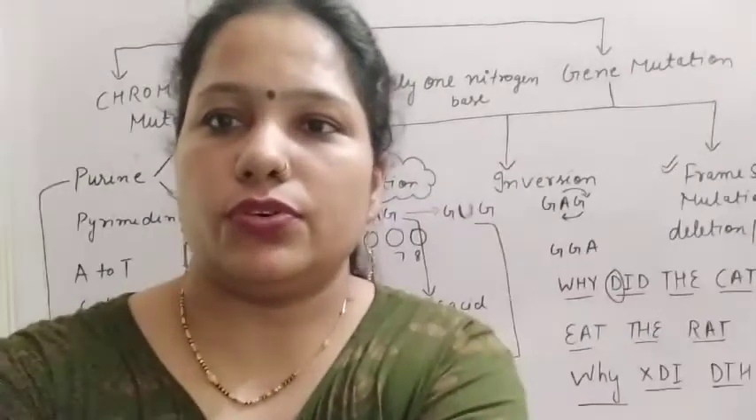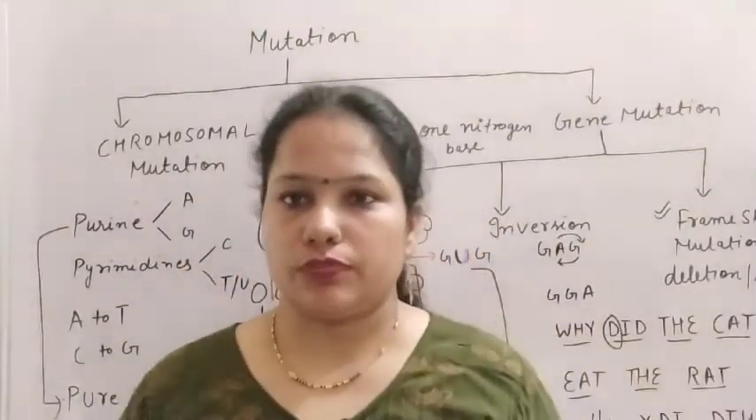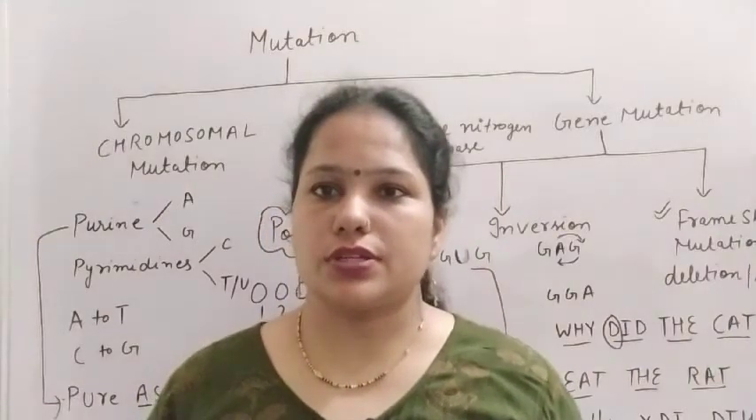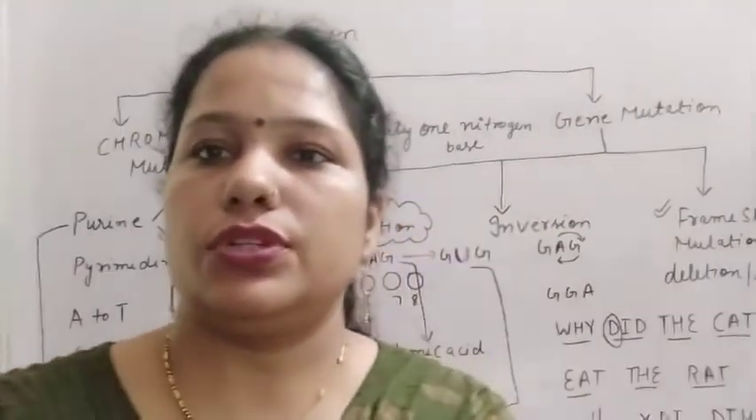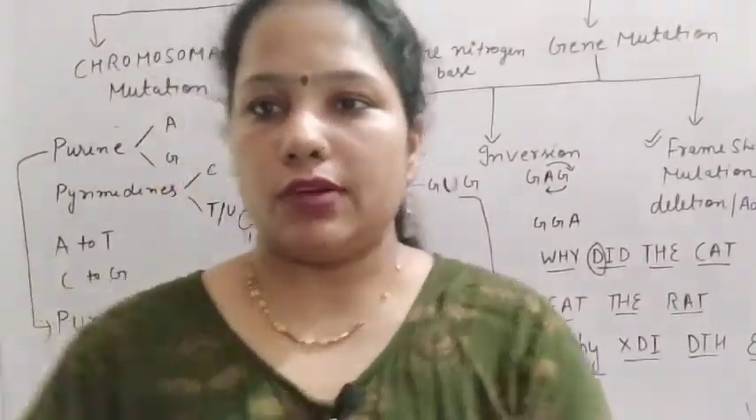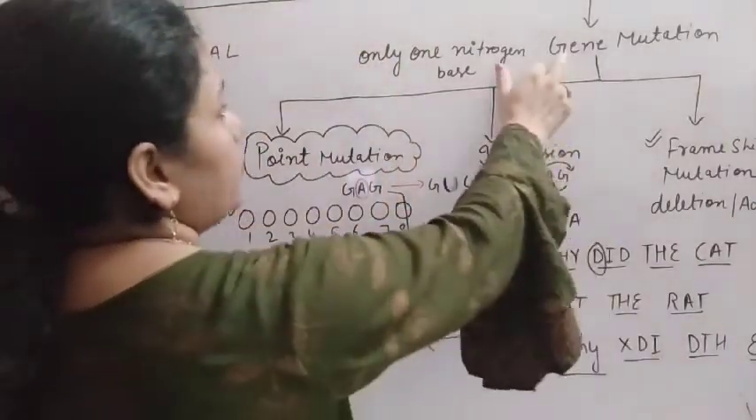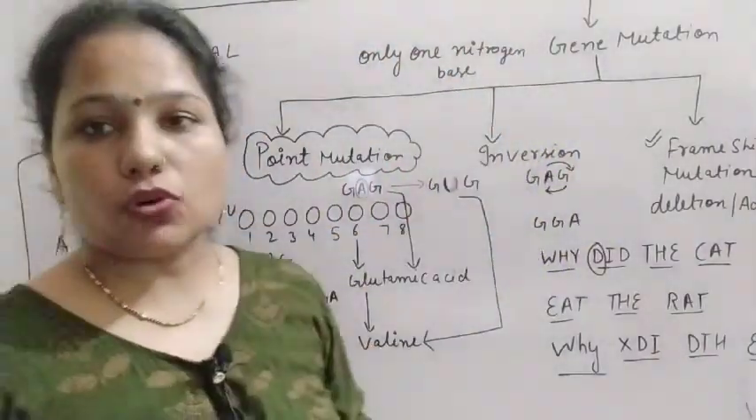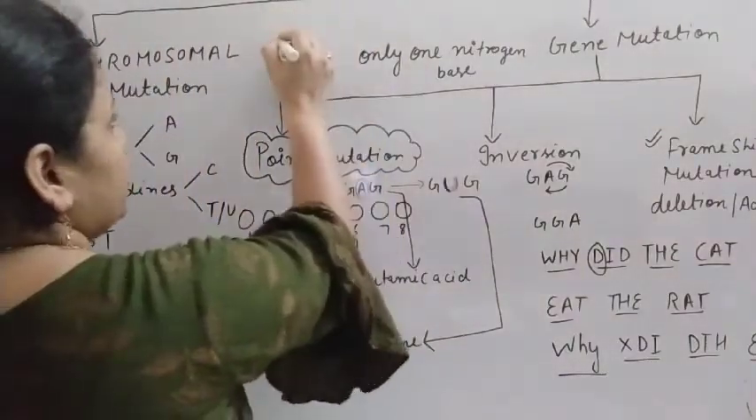In our last video we discussed the topic of chromosomal mutation, and today we have to discuss mutation in the case of genes. So today we will discuss gene mutation. So what is a gene? It is the part of the chromosome which codes for a particular type of protein.